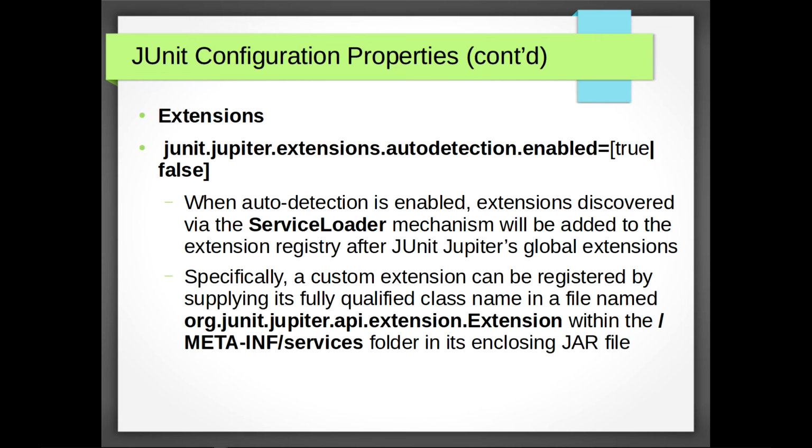Alright, so when auto detection is enabled, extensions discovered via the service loader mechanism will be added to the extension registry after JUnit Jupyter's own global extensions, which are built in. Specifically, a custom extension can be registered by supplying its fully qualified class name in a file named org.junit.jupiter.api.extension within the /META-INF/services folder in its enclosing jar file. So let us go to the next slide.